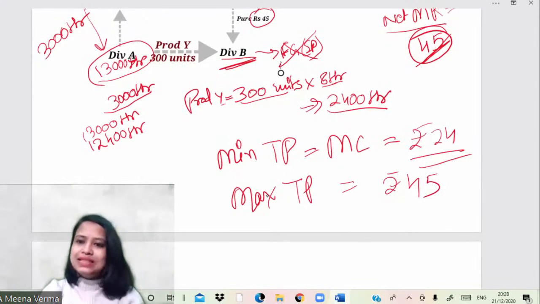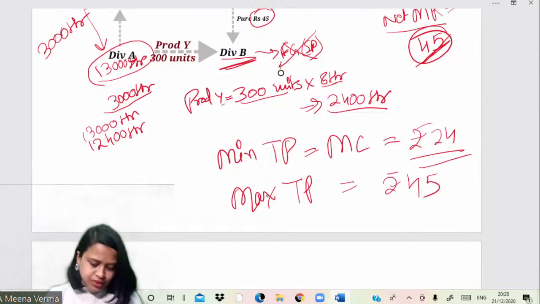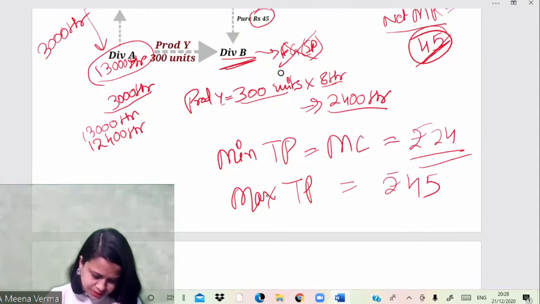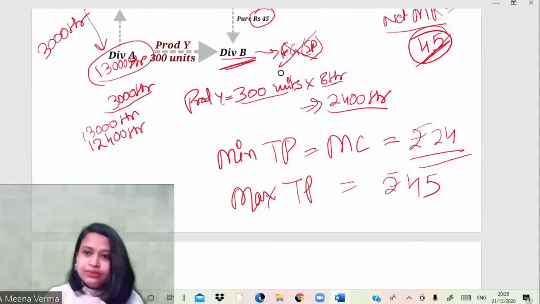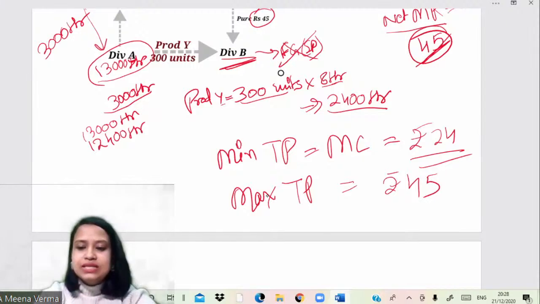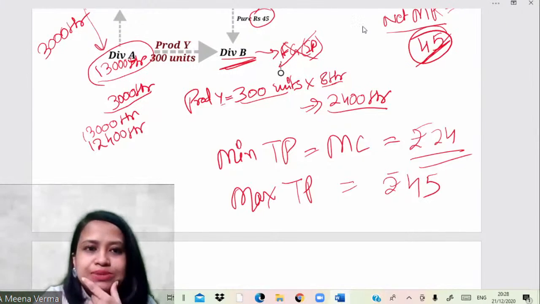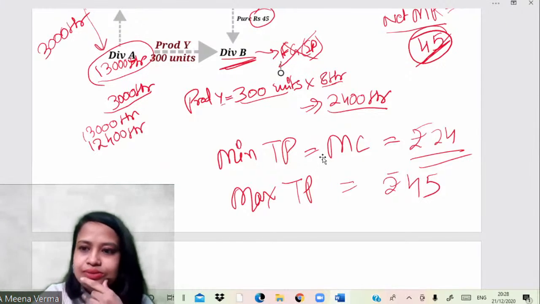I hope it is clear to all of you. Is it clear? The maximum transfer price is clear or not? I hope the maximum transfer price is clear.